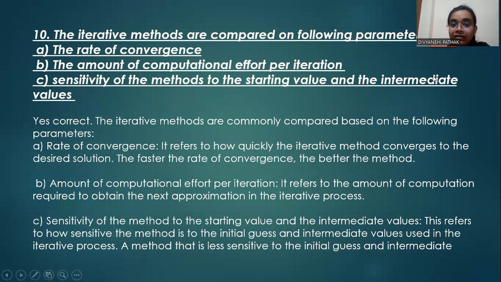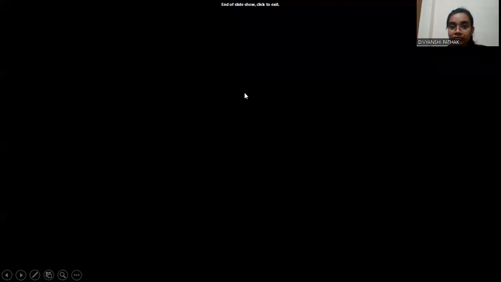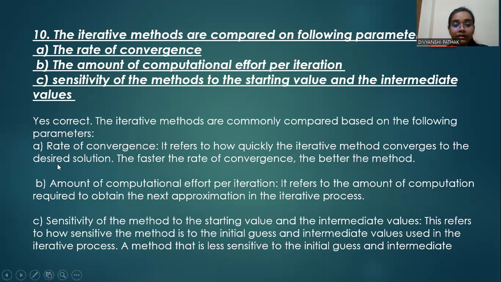The iterative methods are compared on the following parameters: the rate of convergence, the amount of computational effort per iteration, sensitivity of method to the starting value and the intermediate value. Yes, it is a correct statement. The iterative methods are commonly compared on the basis of these three parameters only. First is rate of convergence. It refers to how quickly the iterative method converges to the desired solution.